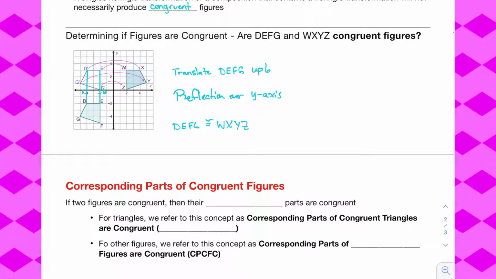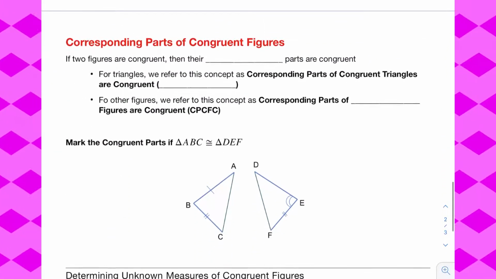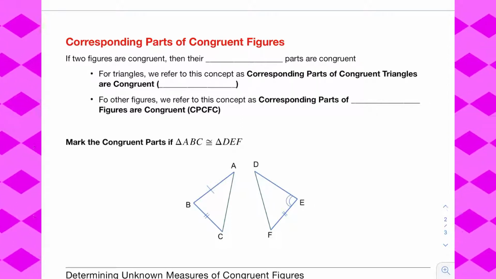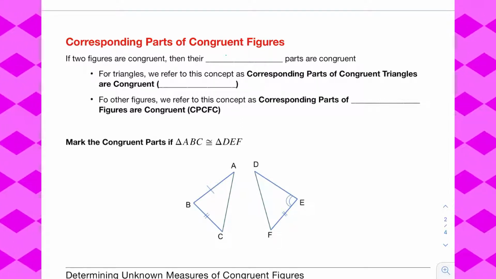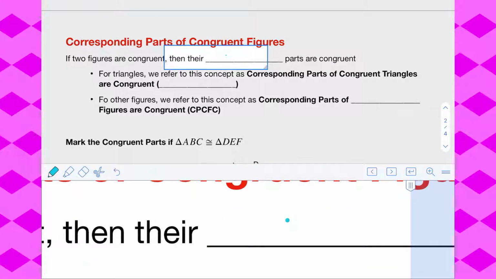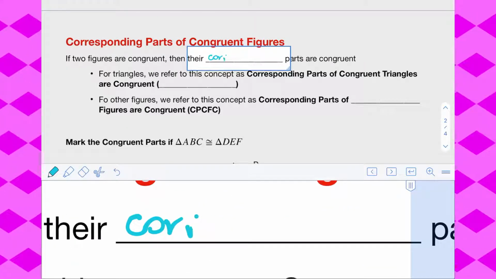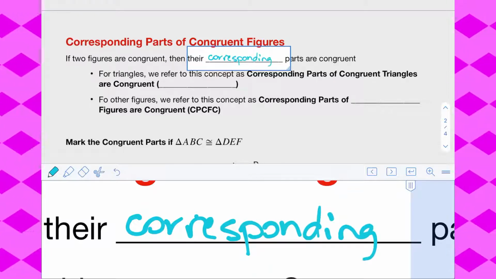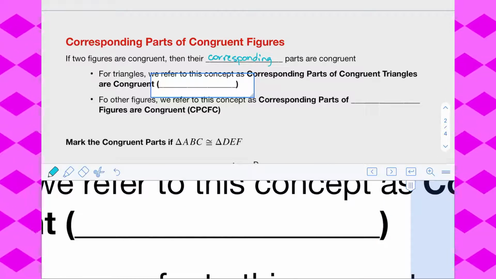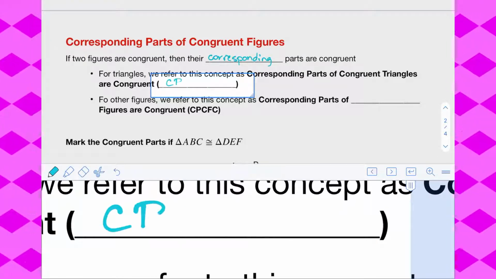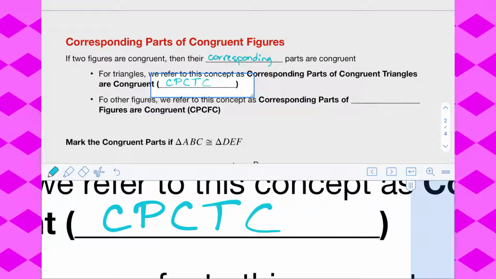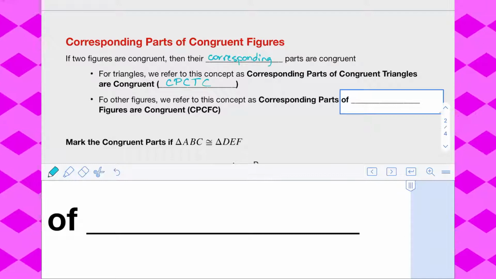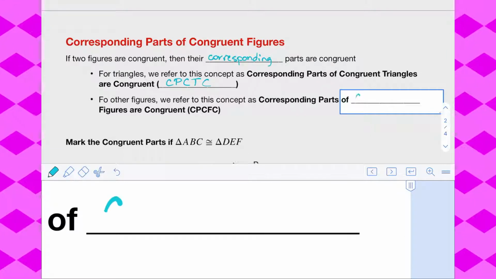All right, then with congruent figures, we also have this other idea. If two figures are congruent, then their corresponding parts are also congruent. With triangles specifically, we call this corresponding parts of congruent triangles are congruent, or CPCTC. With any other figure, we call it corresponding parts of congruent figures are congruent, or CPCFC.